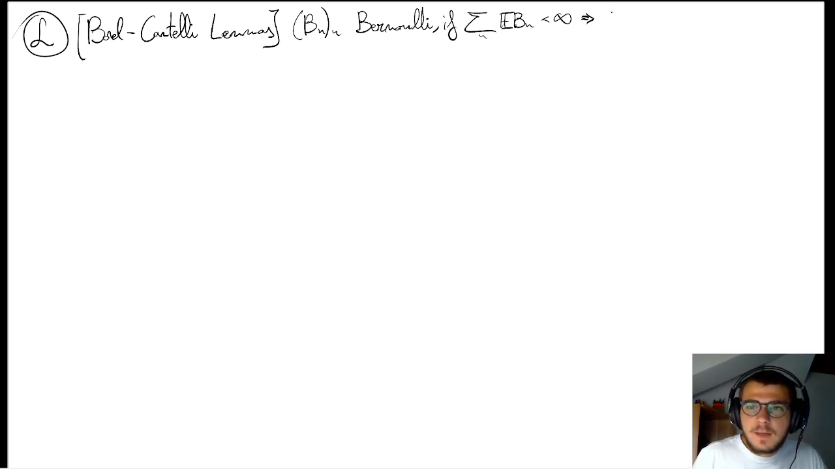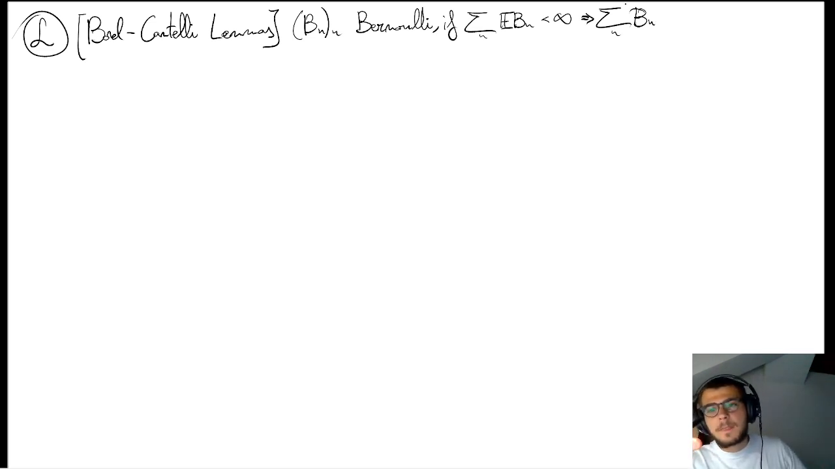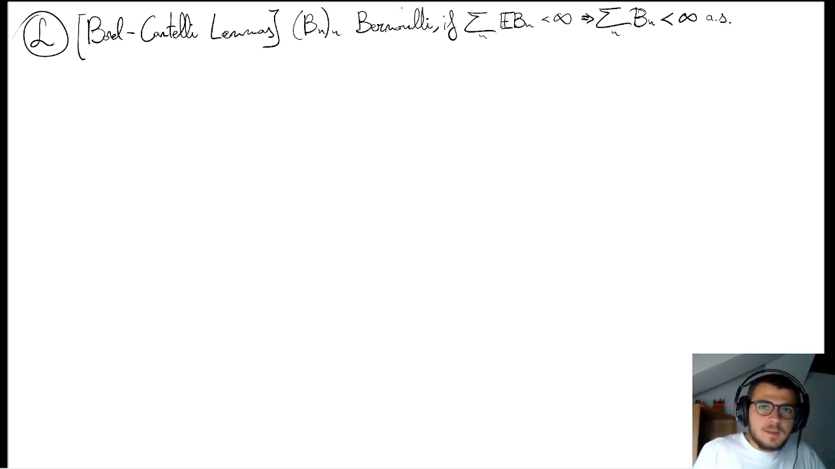Then we have that the sum of the Bn, so we consider this, Bn is 1 if it happens, the Bernoulli random variable, if it happens, is 1, if it doesn't, if it takes value 0, we just sum 0. So this sum will also be finite, almost surely. And this is the first part.